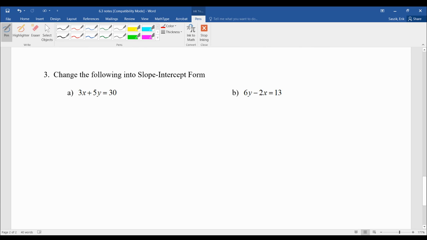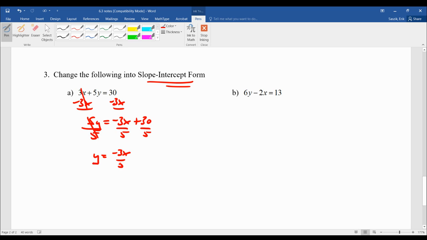Now this is old stuff too. This is in standard form. We could graph it and find the intercepts, but don't forget that solving for y and changing it to slope-intercept form works as well. We just want to get y by itself. There you go. Of course, this y-intercept would be 6. The slope would be down 3 over 5.